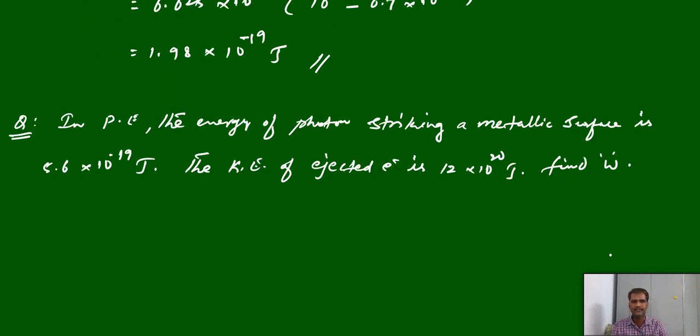Find work function means find W value. Sir, 5.6 into 10 per And this is minus 20. Sir, minus 2.